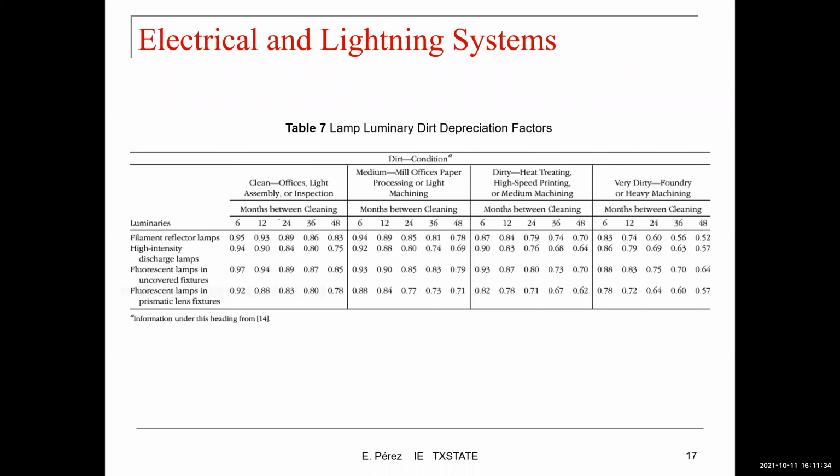And again, we're going to use information about the environment or dirt condition of the facility. And also we need information about the cleaning, or the period between cleanings. So are you going to be cleaning these lights every 24 months, 36 months, and so on.